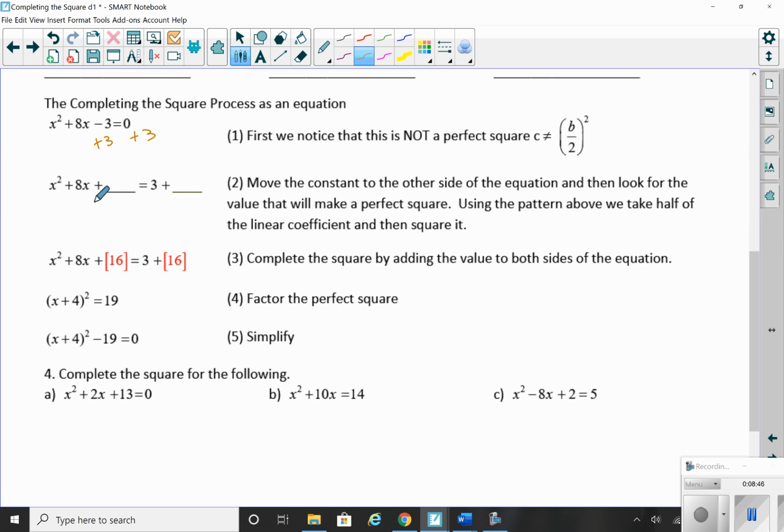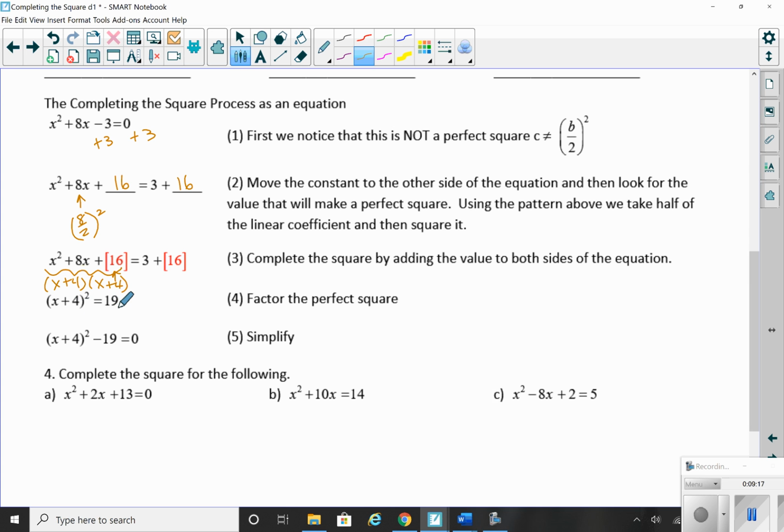So here's where we take that b value. 8 divided by 2 is 4. 4 squared is 16. So we're plugging in our magic number of 16. If I'm adding 16 to the left side, I have to add 16 to the right side. Now we have a trinomial on the left side. That's a perfect square trinomial, right? This is going to factor into, if you want to do the long way, x plus 4 times x plus 4, which is x plus 4, the quantity squared.